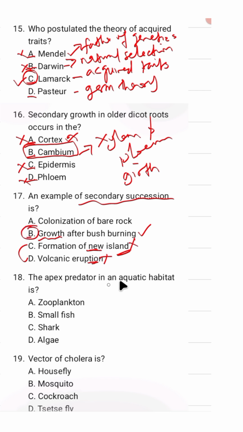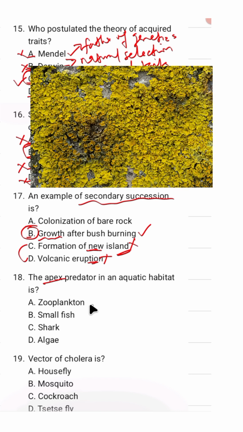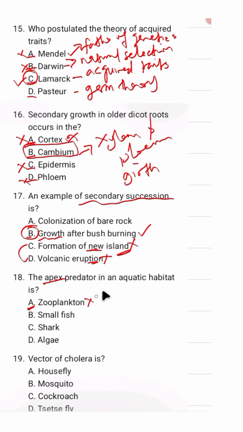Next one, the apex predator in an aquatic habitat is... apex means the top predator in an aquatic habitat. So let's look at the first one. You have zooplankton. Zooplankton are just small floating organisms eaten by larger fish. So these ones cannot be the apex predator, because the other animals feed on them. So they are actually prey. Predators feed on them. You understand? Next one is small fish. So small fish are also prey for larger predators. So this one cannot be the answer.